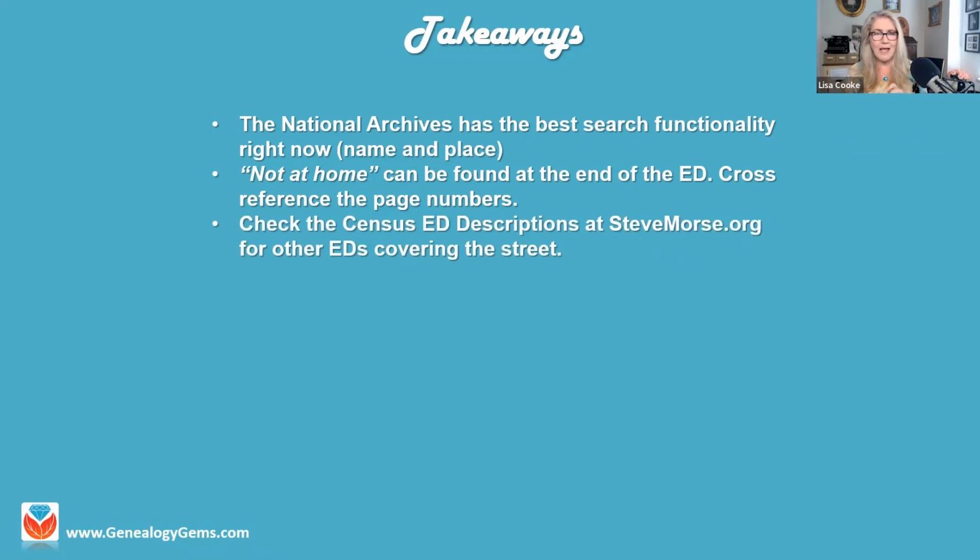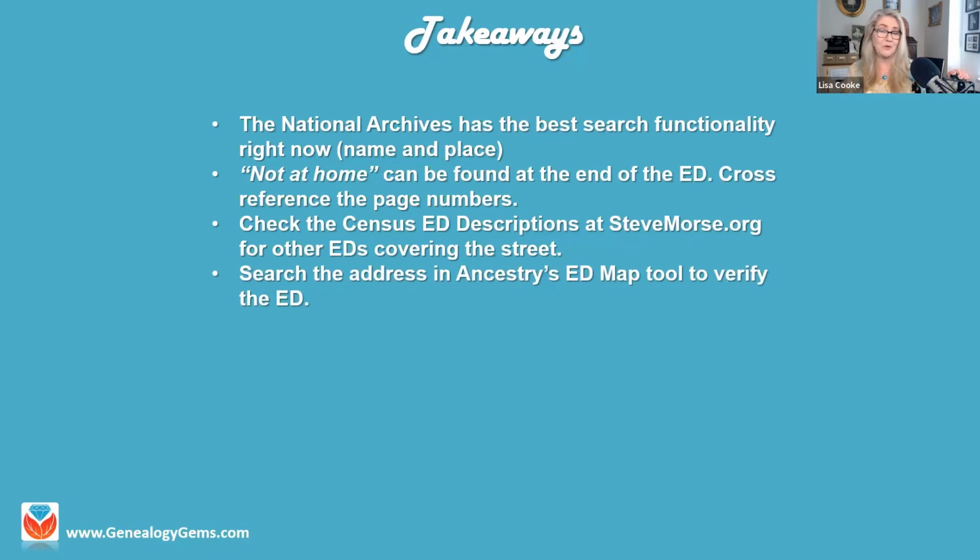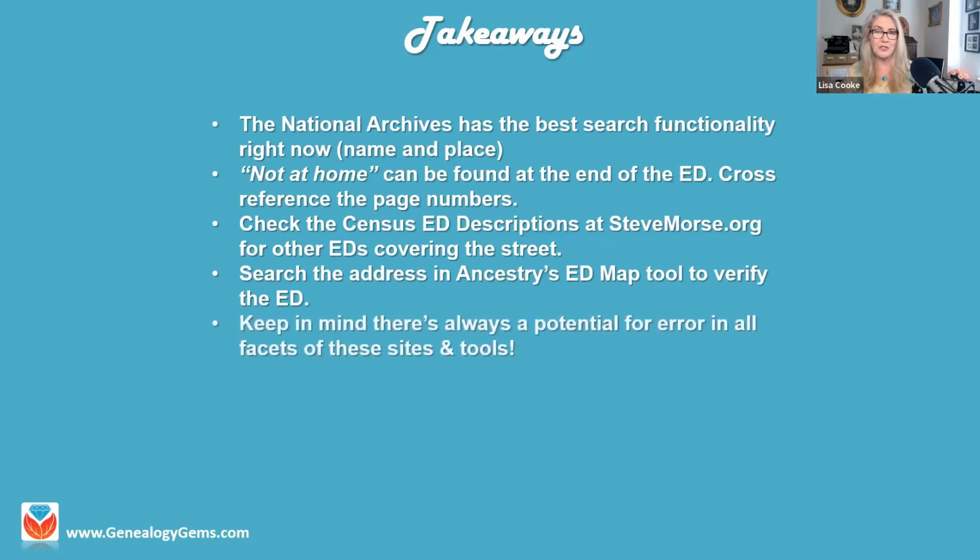You could see how helpful that was to be able to go through stevemorris.org, find the ED description, and check and see. Perhaps the reason we're not finding somebody is because they're in a neighboring ED. And search the addresses at the new Ancestry ED map tool, because that is a wonderful way to not only see it, but to confirm that you have the right enumeration district number.